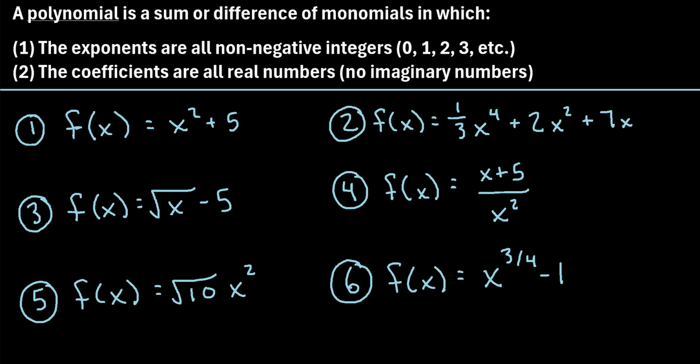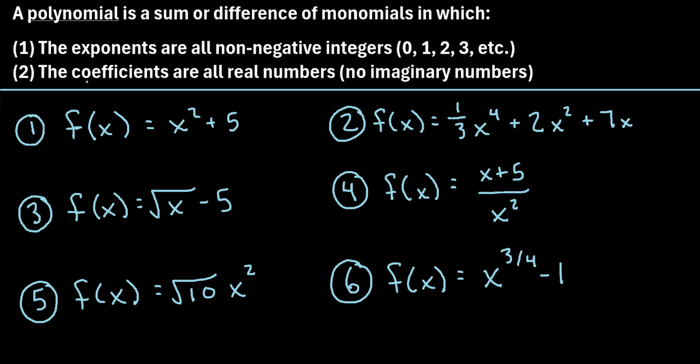In this video, we will talk about how to determine if a function is a polynomial. So a polynomial is a sum or difference of monomials. Remember, a monomial just means a single term, in which the following two criteria are met. The first is that the exponents are all non-negative integers, so like 0, 1, 2, 3, etc.